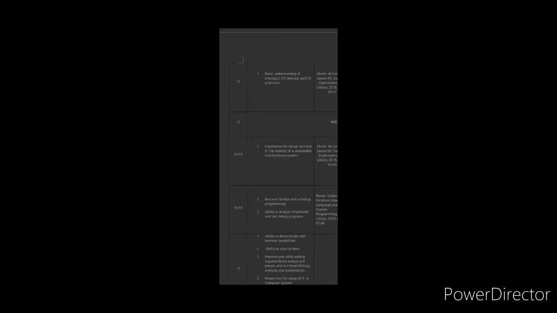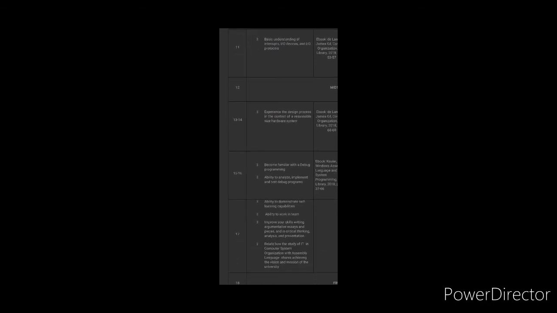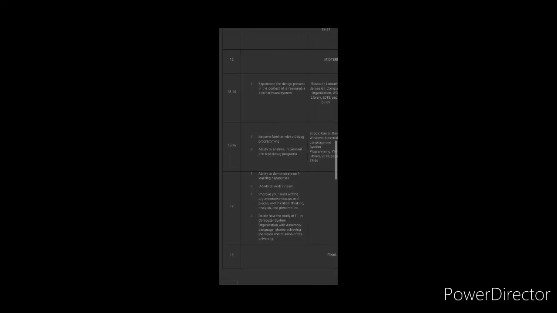Okay, week number 15 to 16, the goal is to become familiar with debug programming and the ability to analyze, implement, and test debug programs. Lesson number 7 will be discussed, debug programming. So we will have debug facility 1 and debug facility 2. So here, you have to have your hands-on. Your activity is hands-on using the debug program. The debug program is fairly easy.